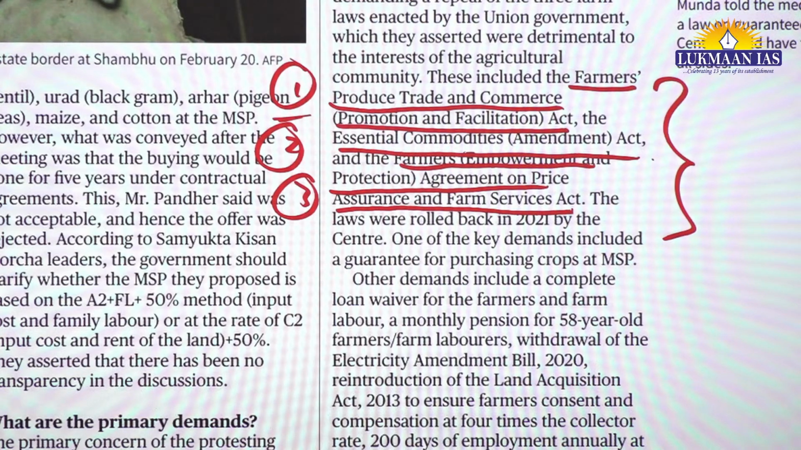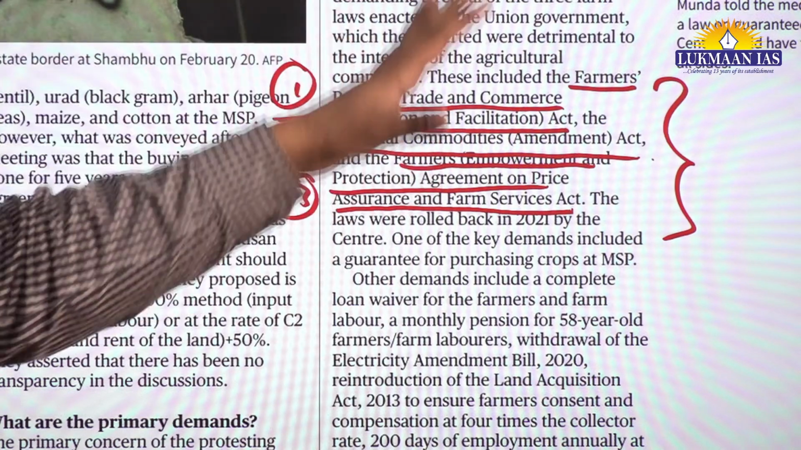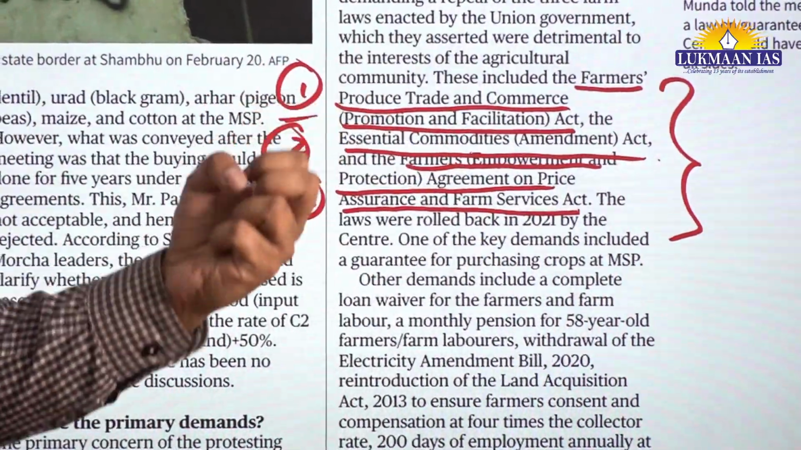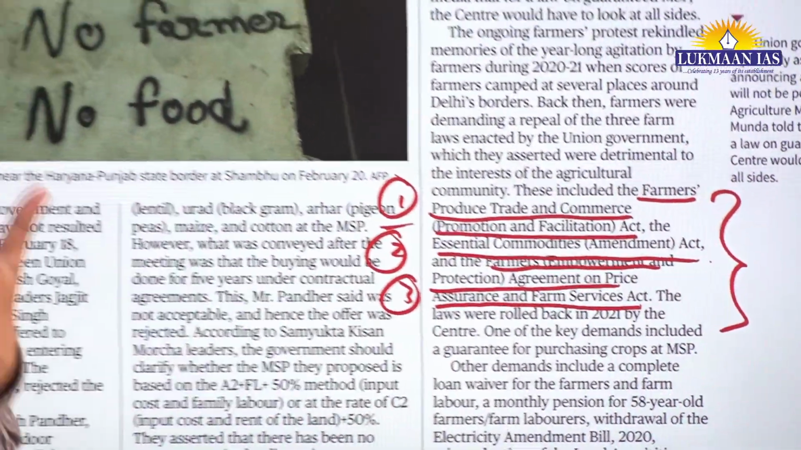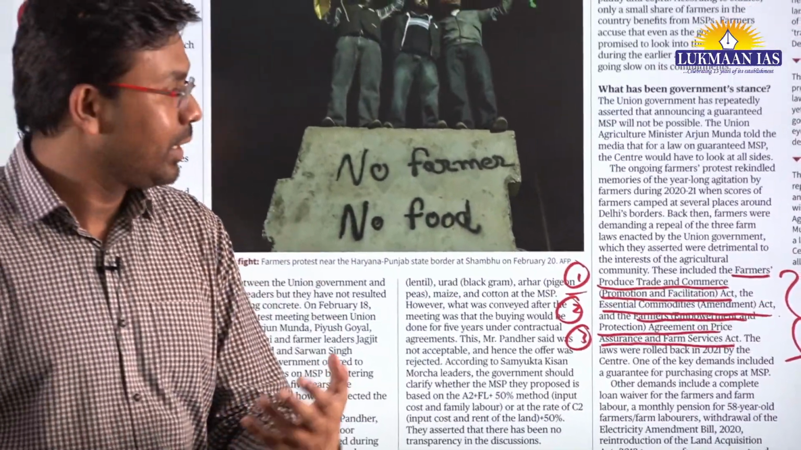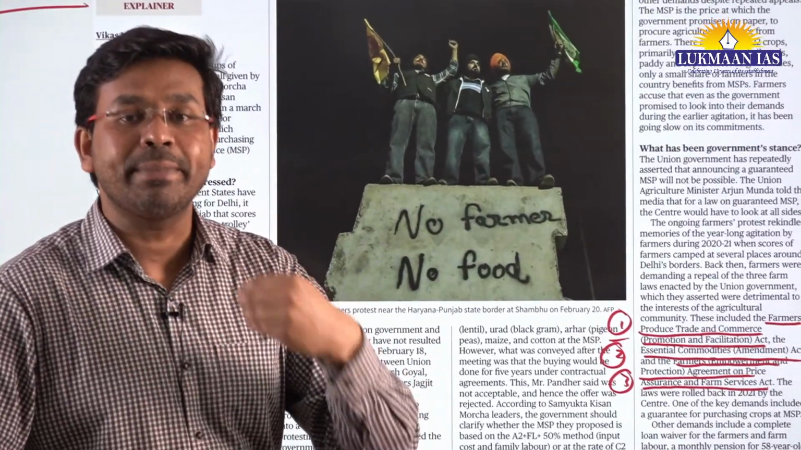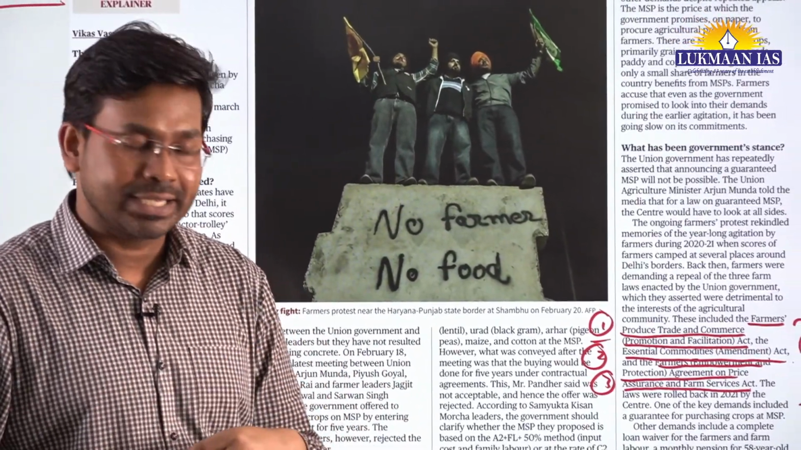However, farmers protested against these laws because they felt that these laws are not going to help farmers in the long run. So now farmers have come again on the streets to protest.